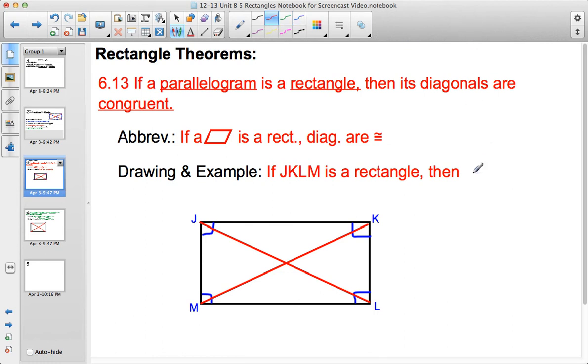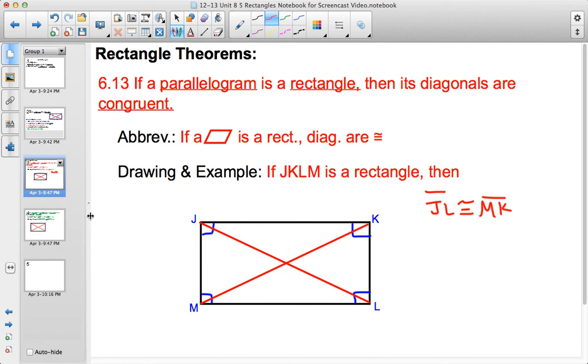In terms of our specific example here, if JKLM is a rectangle, then we know that line segment JL must be congruent to segment MK. So JL, that entire diagonal, must be congruent to MK if we're talking about a rectangle. That is a specific theorem for rectangles, not for all parallelograms, only rectangles at this point.